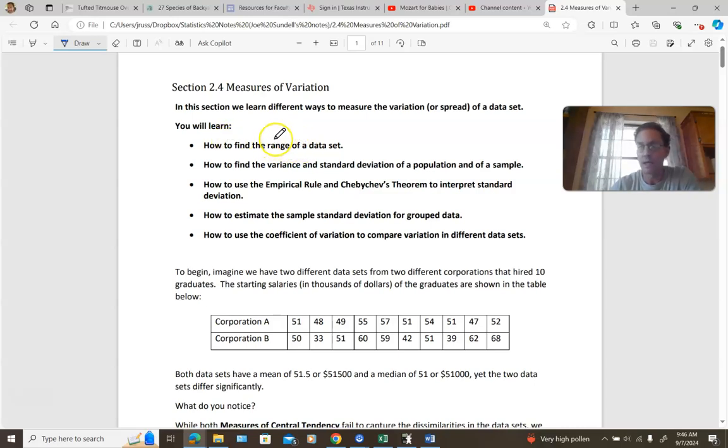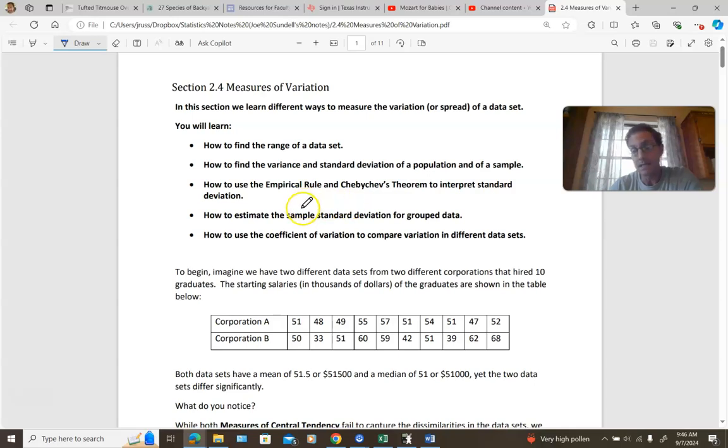We're going to look at how to find the range of a data set. That one is pretty self-explanatory. We're going to look at how to find the variance and something called the standard deviation, and you're going to hear this throughout this course a lot, of both a population and a sample. They're pretty much almost the same. And then how to use something called the empirical rule, and then Chebyshev's theorem. This is Russian, by the way. He was a Russian statistician, to interpret standard deviation.